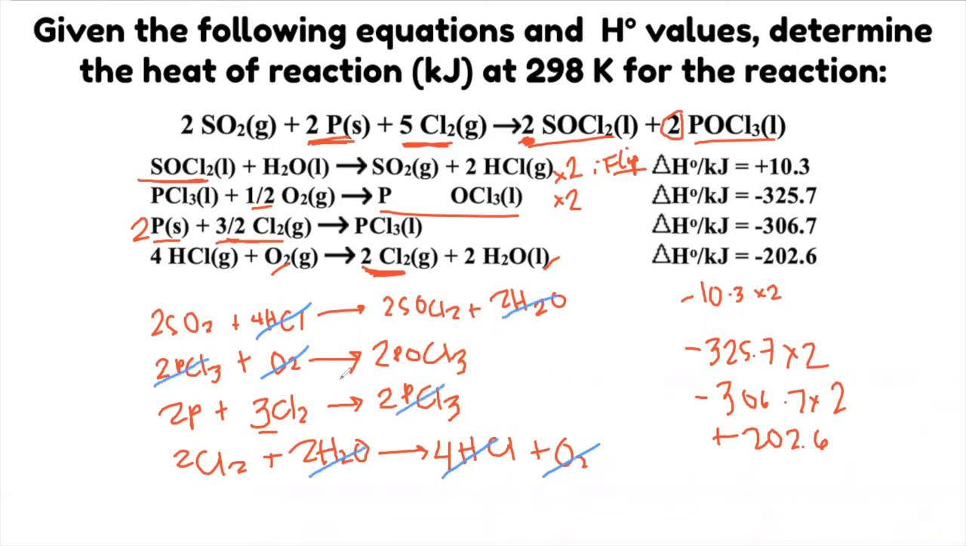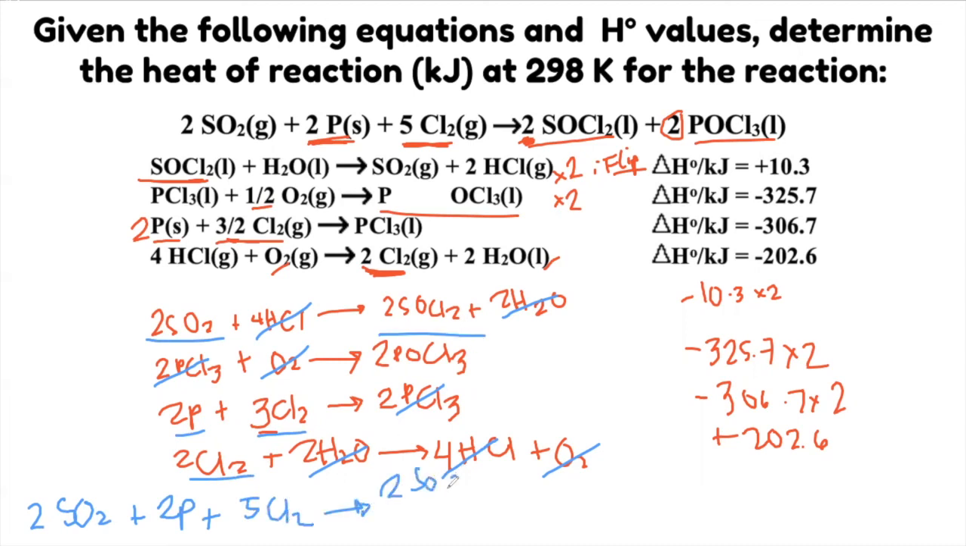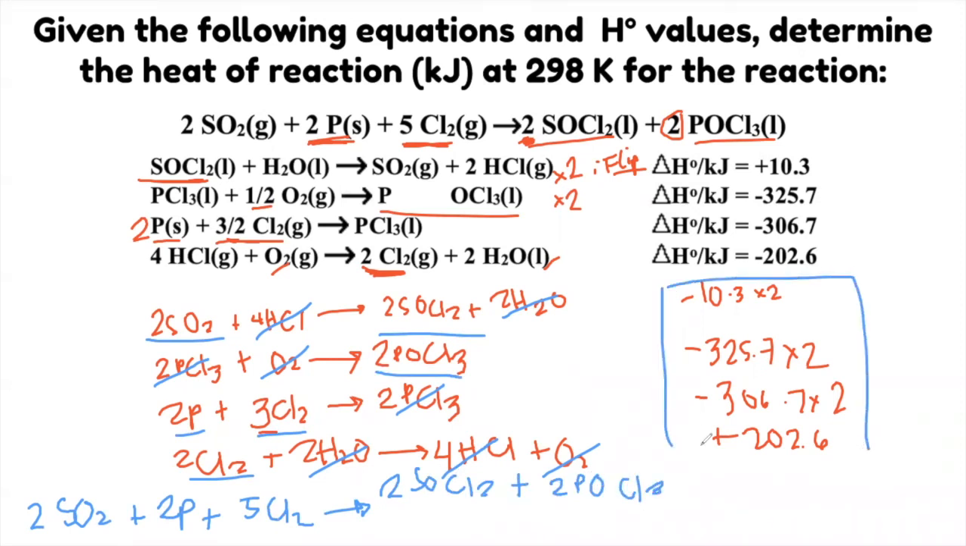Okay, that's it. So we can write our equation 2SO2 plus 2P plus 3Cl2 plus 2Cl2, 5Cl2, yielding 2SOCl2 and 2POCl3. Okay, so just add everything. You should get negative 1082.8 kilojoules.